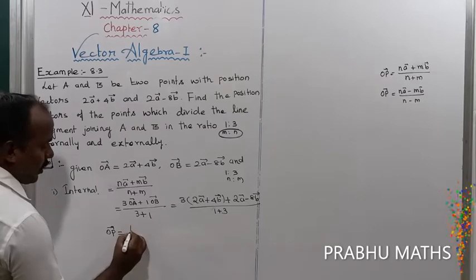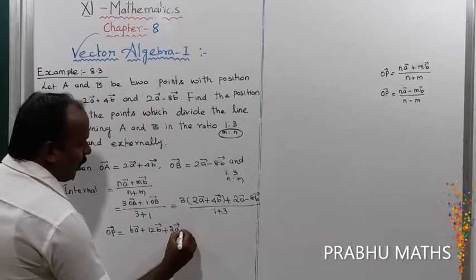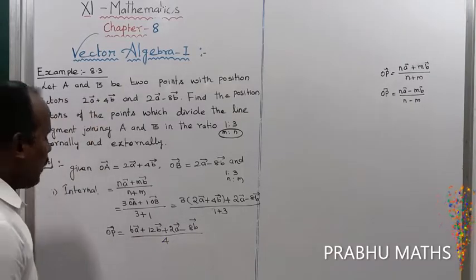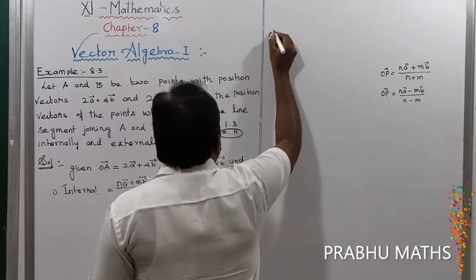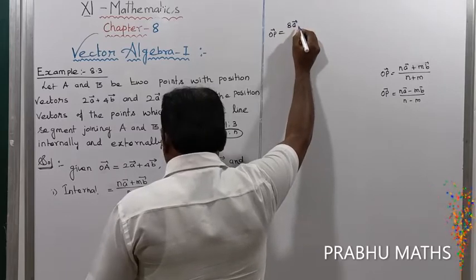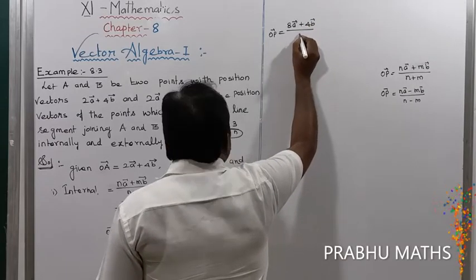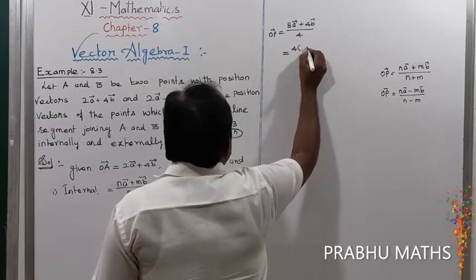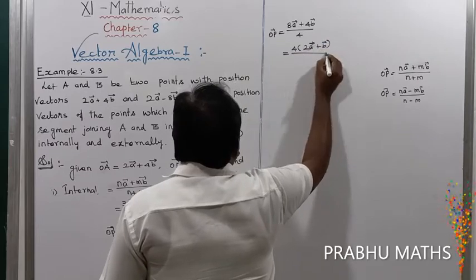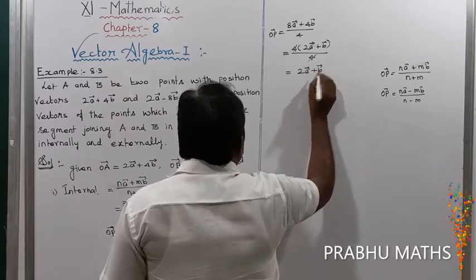Inside, multiplication gives 6a vector plus 12b vector, plus 2a vector minus 8b vector, whole divided by 4. So a becomes 8a vector, and b becomes 12b minus 8b, which is 4b vector. Then 4 is a common value, so 8a vector plus 4b vector whole divided by 4. The 4 cancels, so OP is equal to 2a vector plus b vector. So the first one is completed.